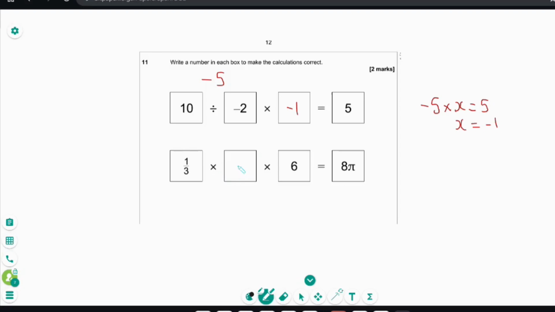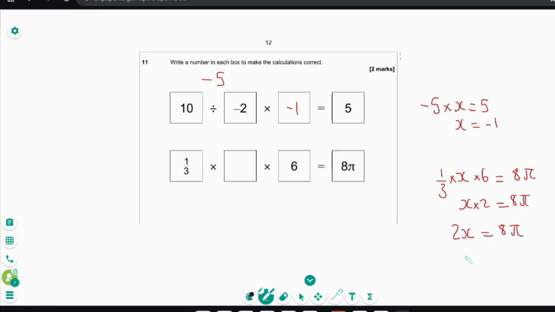A third times x times 6 is 8 pi. So I'm going to write it as an equation first. Multiplication, the order doesn't matter. A third times 6. Well, what's a third of 6? 6 divided by 3 is 2. So now x times 2, or 2x, is equal to 8 pi.